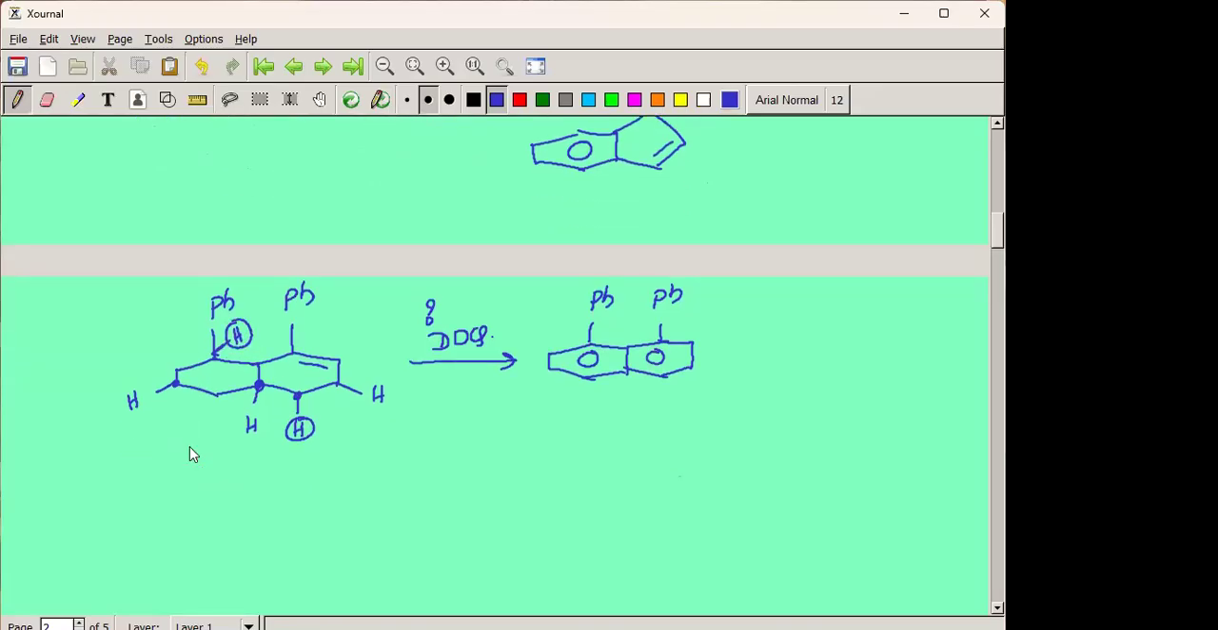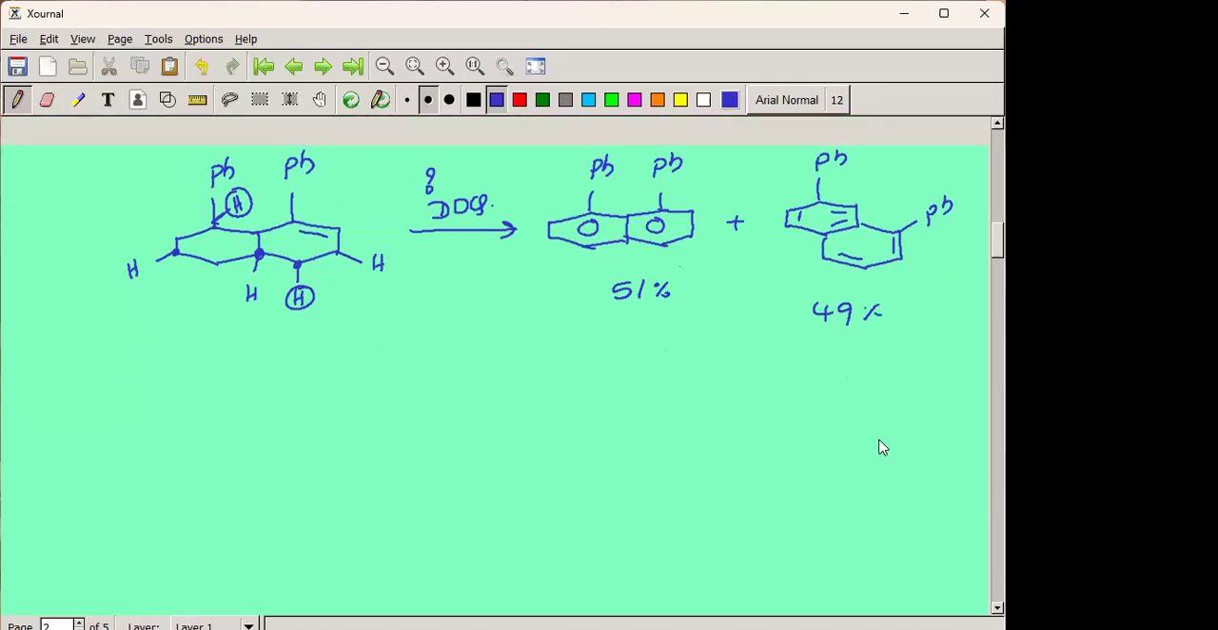So this is one of the products that we expect. 51% of product formation will be possible. The remaining 49% of product formation is not the expected one. This is an unexpected product we get. So this is the remaining percentage. There is a 49% possibility to form this product. So why will this be formed?